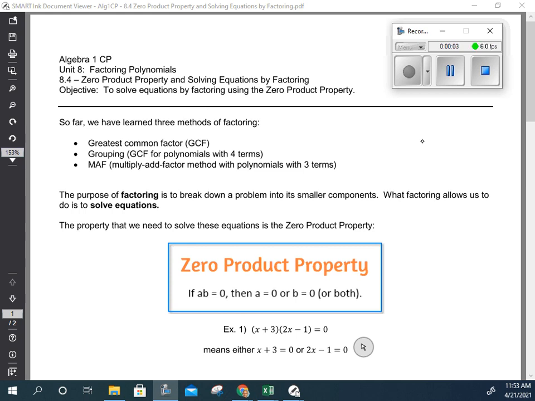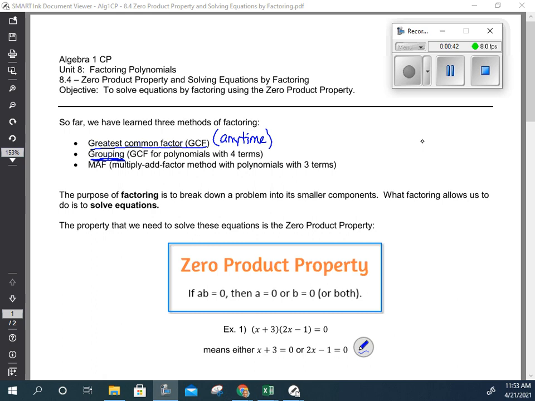So far, we have learned three different methods of factoring: the greatest common factor, grouping, and MAF. Greatest common factor, you can use that anytime, anywhere, any place. If there's a number you can divide out, or variables that you can take out, then you can do greatest common factor.